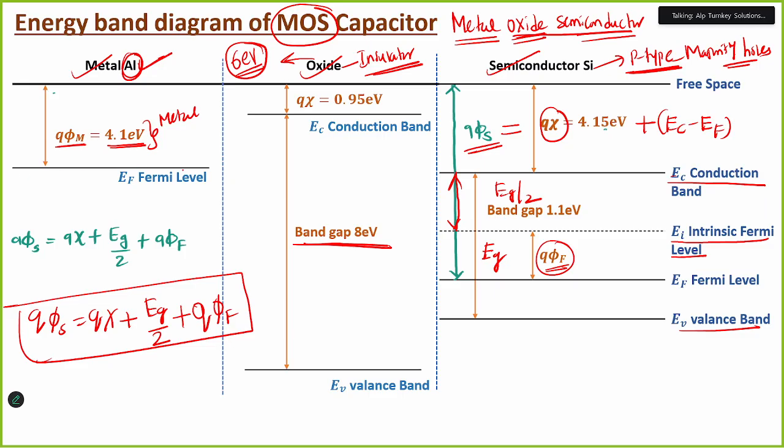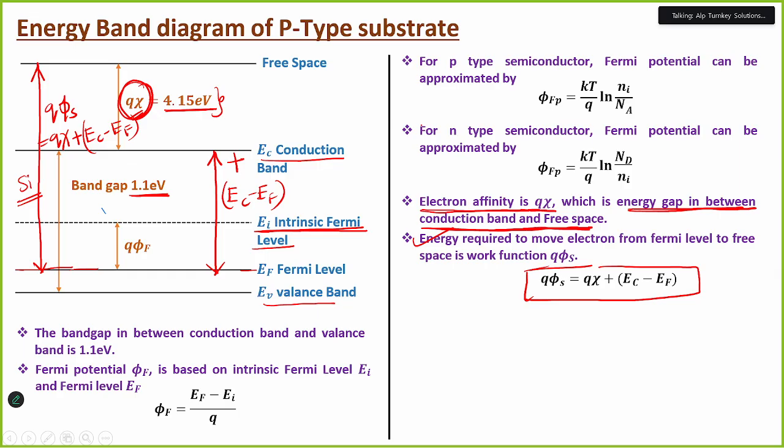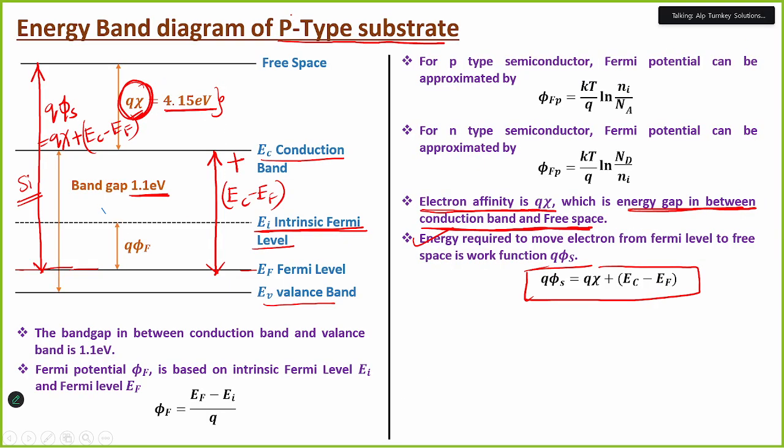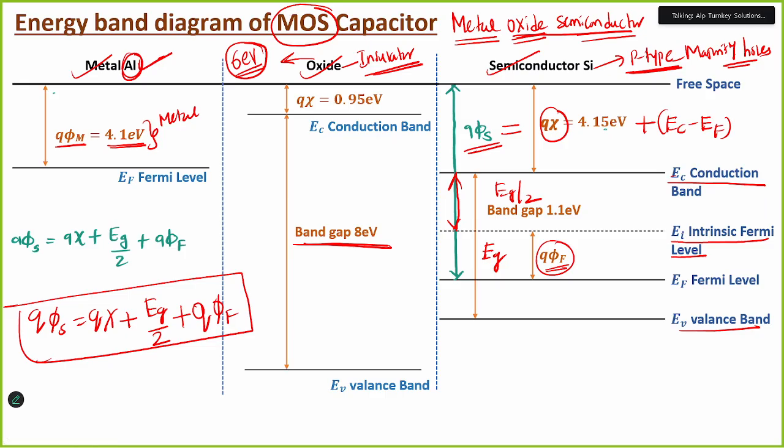So this is the Fermi energy level, and this is the distance between the Fermi energy level and free space. And if it is an oxide, the Fermi energy level is more. This is the distance between the conduction band and the oxide, and we already saw this in the p-type material. At the start itself I explained the energy band diagram of the p-type substrate. I just replaced it here with semiconductor.